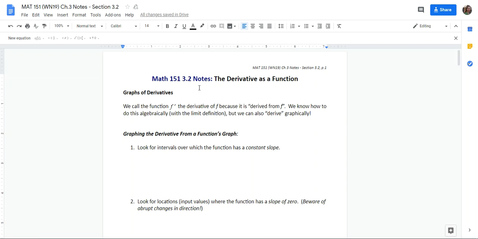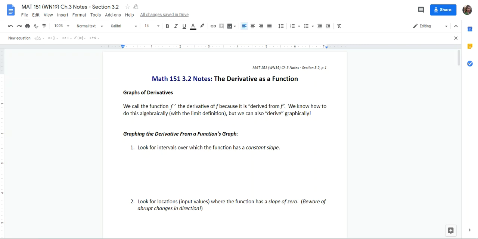In section 3.2, we're looking at the derivative as a function, and we're going to start with the graphs of the derivative. So we call the derivative function f prime. It's the derivative because it is derived from f. And we've already talked about it algebraically, so now we're going to also look at deriving it graphically. The first thing we're going to look for is intervals over which the function has a constant slope.